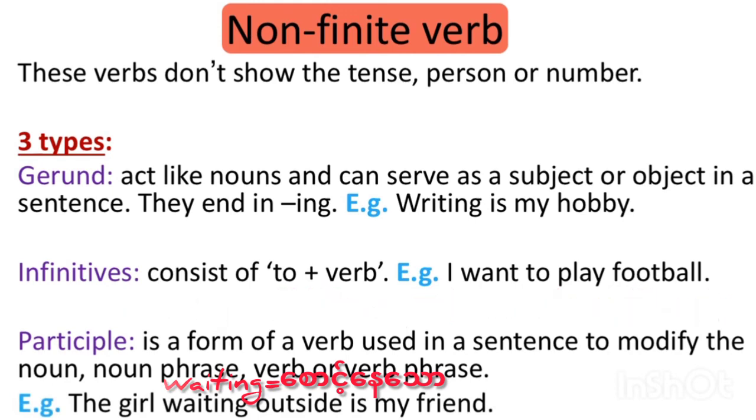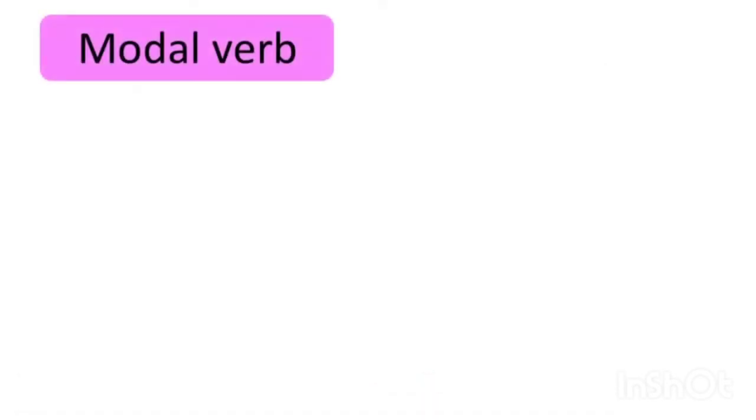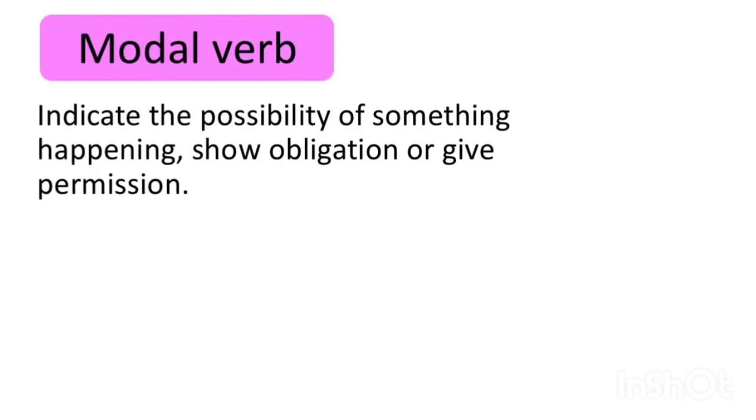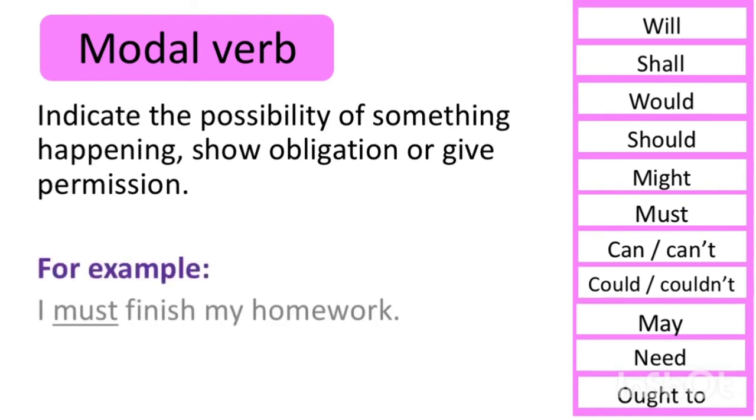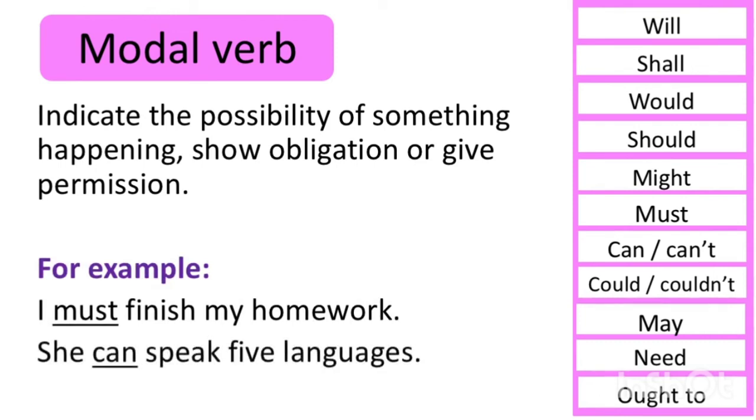Modal verb. This type of verb is used to indicate the possibility of something happening, show obligation, or give permission. This includes will, shall, would, should, might, must, can, can't, could, couldn't, may, need, ought to. For example, I must finish my homework. She can speak 5 languages.